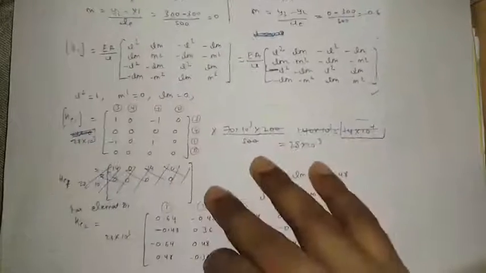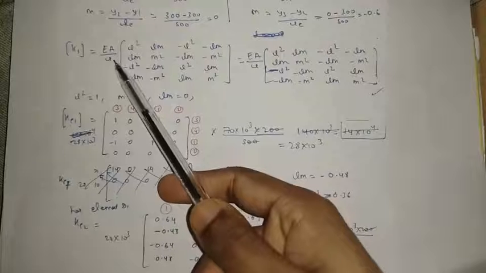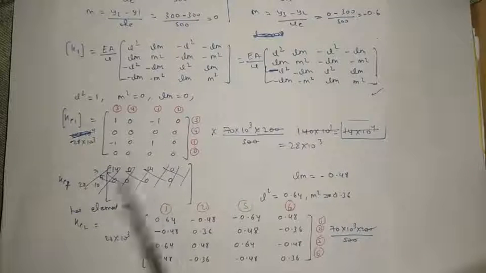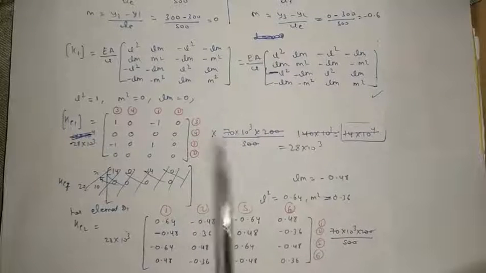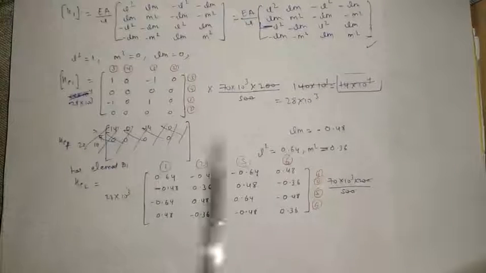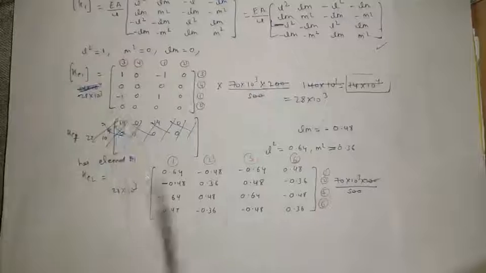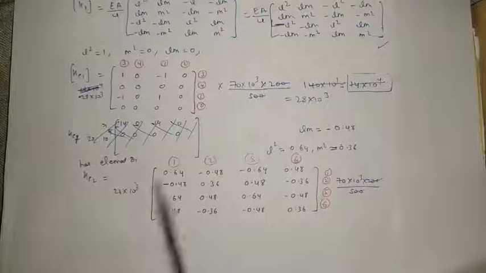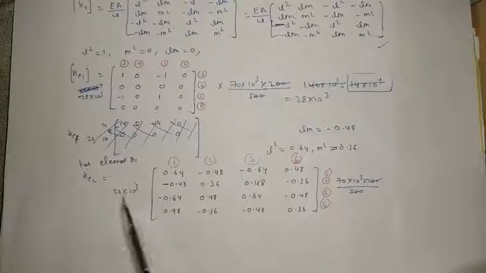Now for element 2, similarly it is important that we calculate EA by L. We take out the common constant from both elements, that is 28 into 10 to the power 3, which is common to both, so we write it outside the matrix, and the rest is multiplied inside. For element 2, writing the LM values and L square values, we write the 28 outside, and this is the EA by L, and this is 1 multiplied by 0.64 and 0.36. This is the common value we are taking outside.